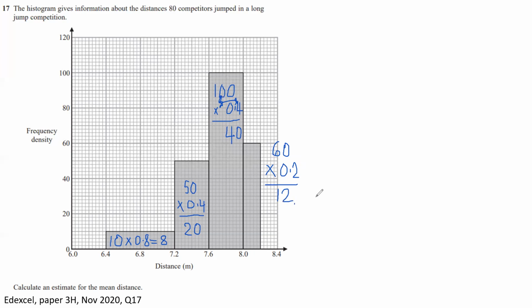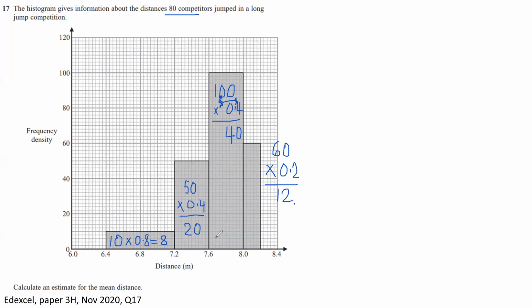At this point, we can stop and check whether the maths that we've done so far is correct. By adding up each of these, we should get an answer of 80, since we've been told there are 80 competitors. So the total frequency should add up to 80. If we do 40 plus 20 plus 8 plus 12, we do in fact get 80. So we can be fairly sure that the maths so far is correct.